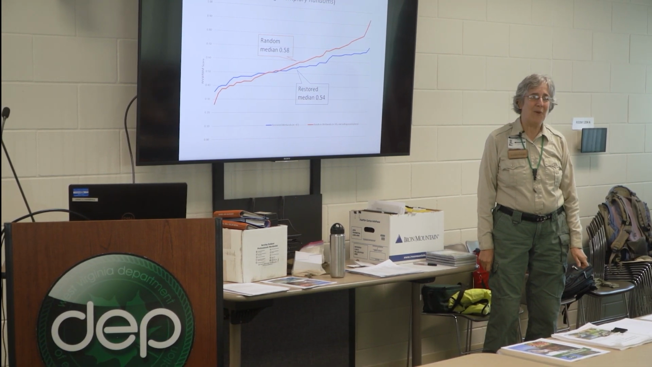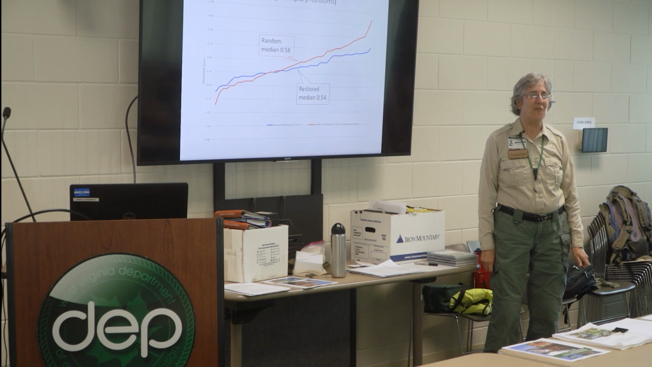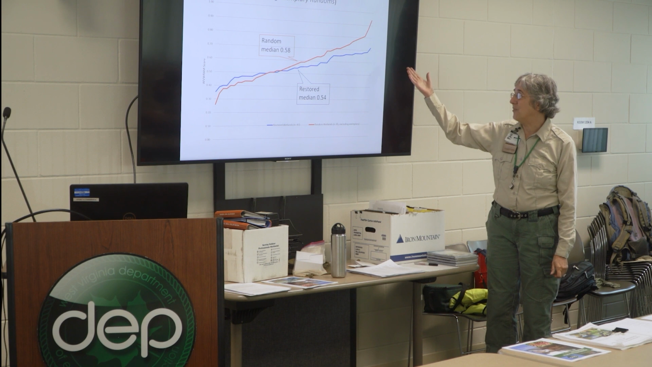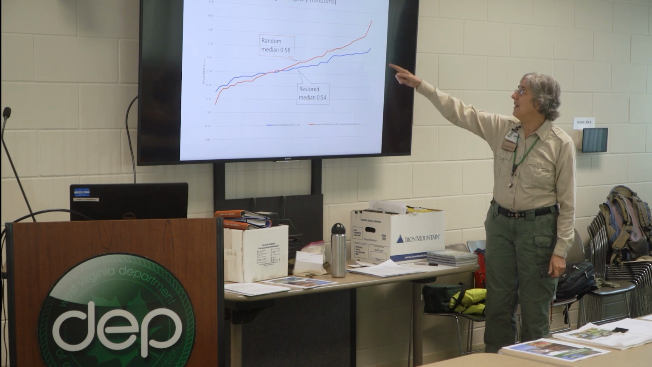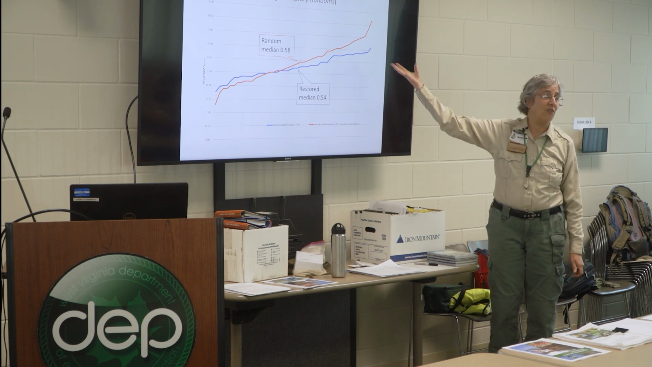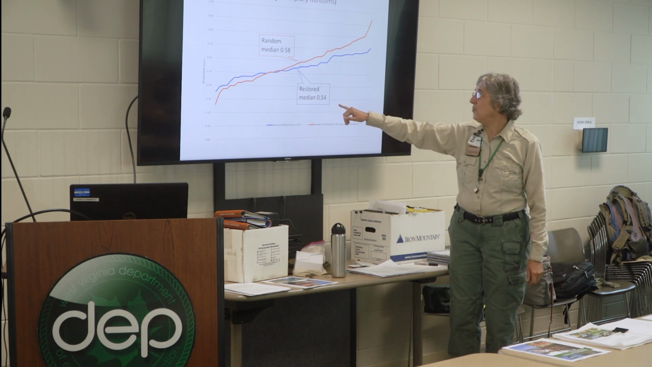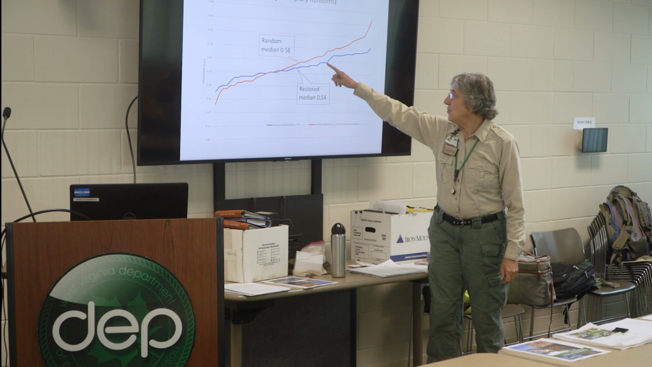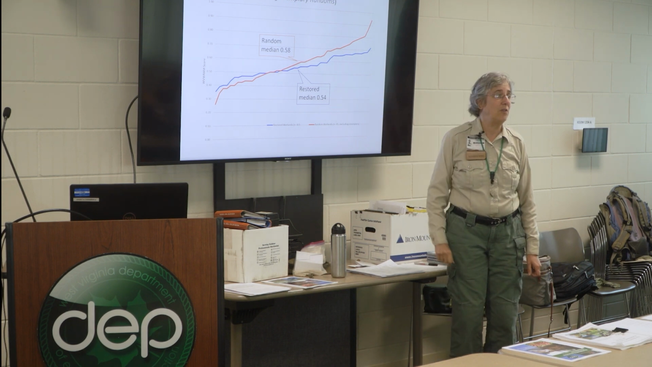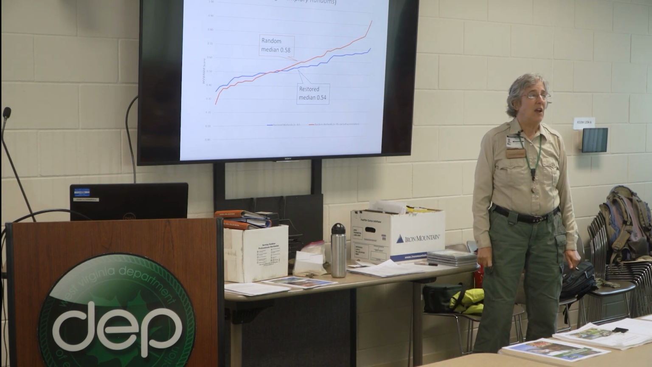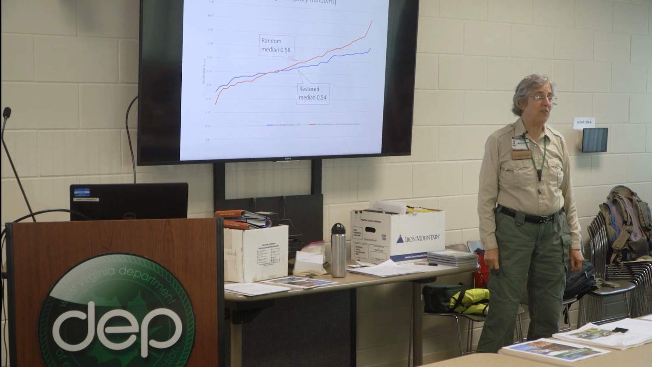It's better to avoid these wetland impacts because it's very, very hard to put them back. Even the best sites, after a long time, still are not approaching what we would get just from a random sample. It's interesting that the median scores for the randoms are higher than the median scores for the restored sites. It tells us we can do a lot better with restoration.